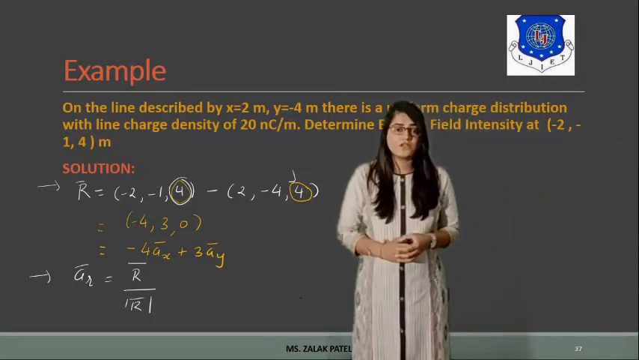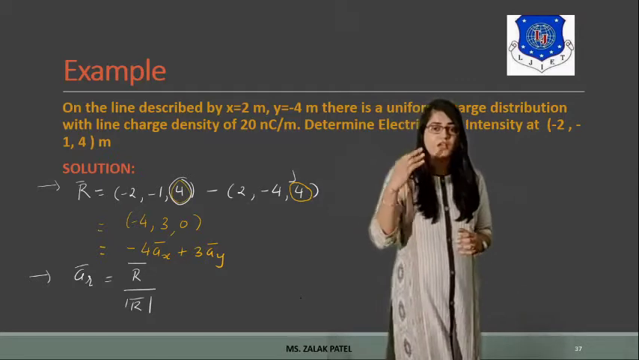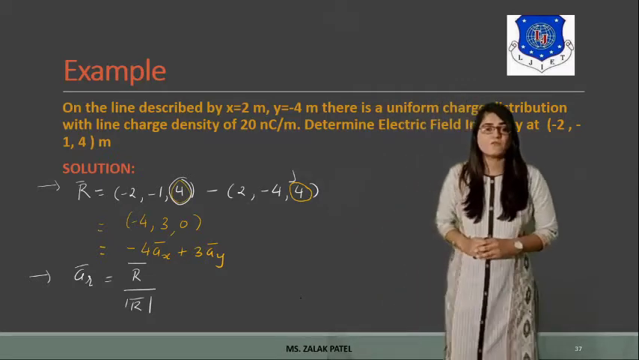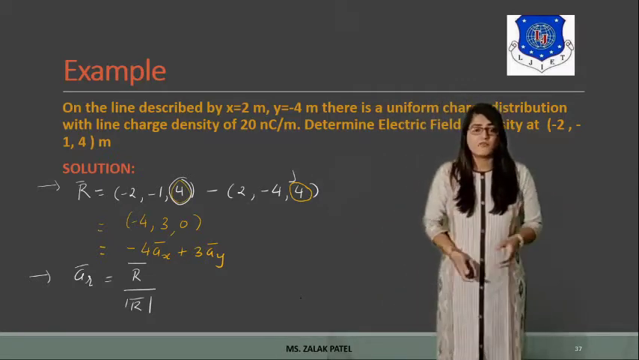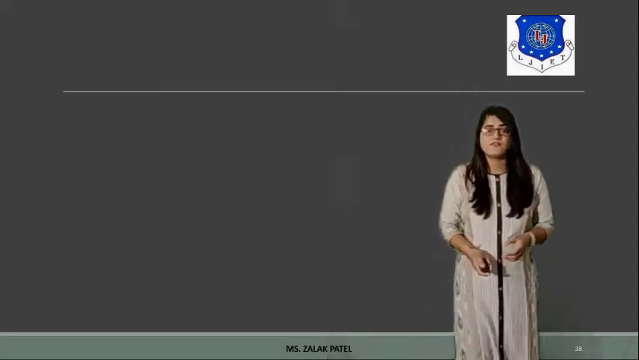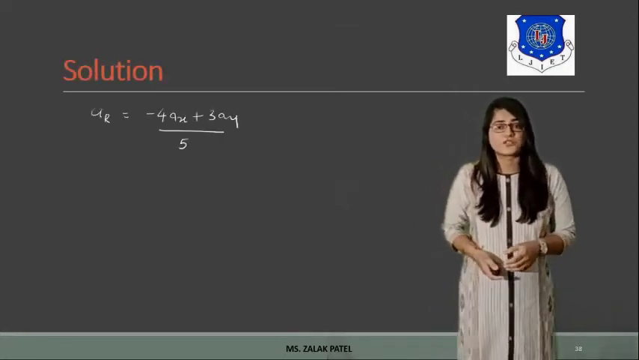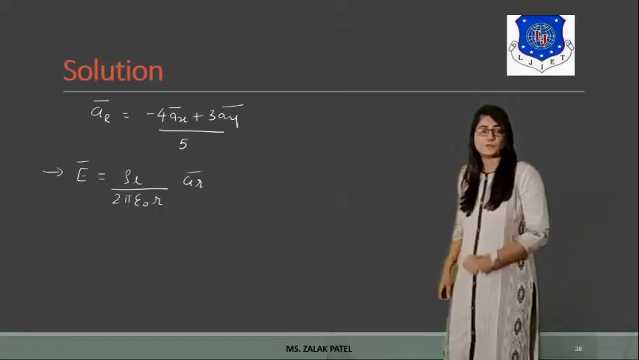Then for the unit vector, it means vector upon magnitude. So R bar upon mod R bar will become minus 4 a x plus 3 a y upon square root of 4 squared plus 3 squared, so that is 5.